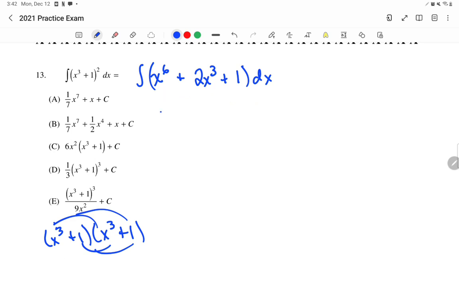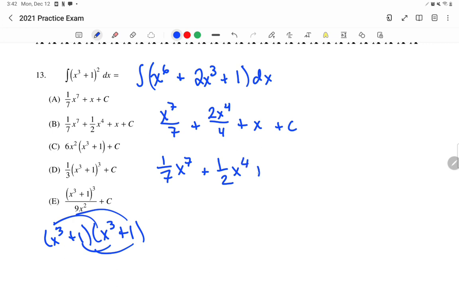So once we have that, this is x to the 7th over 7 plus 2x to the 4th over 4 plus x plus c. I'm going to write this as 1/7 x to the 7th plus 1/2 x to the 4th plus x plus c, choice B.